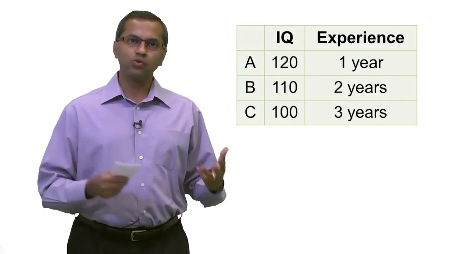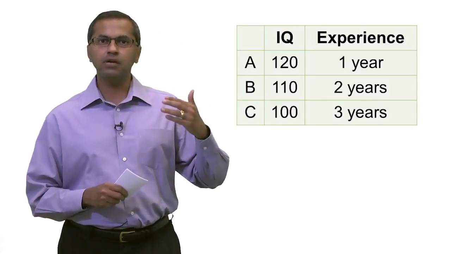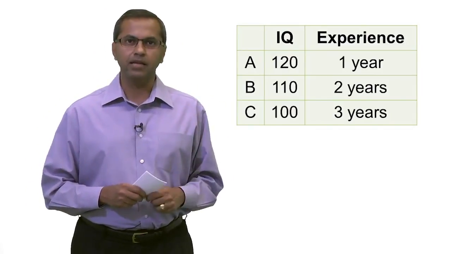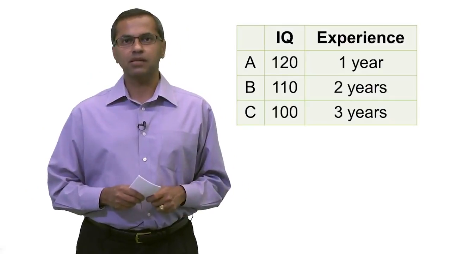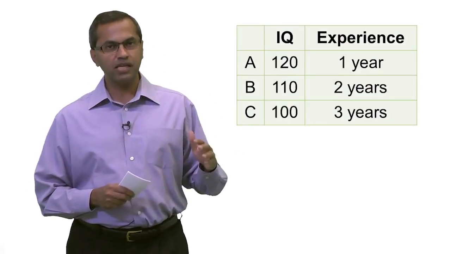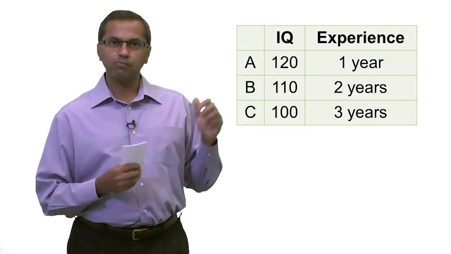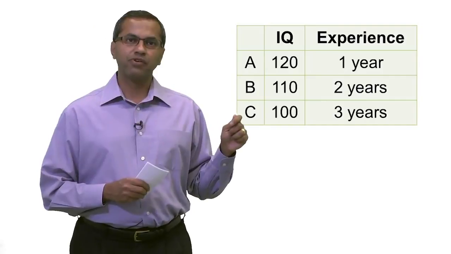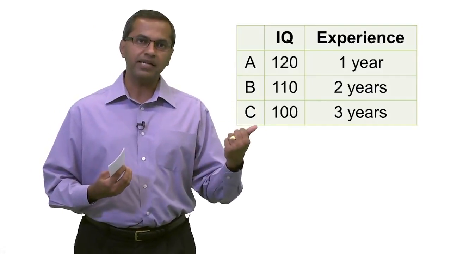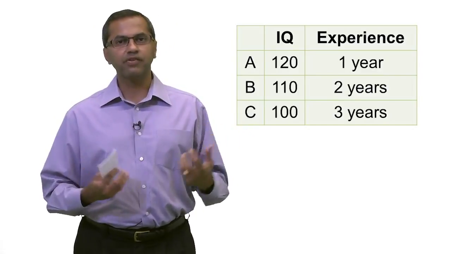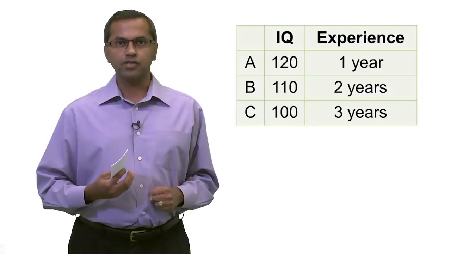So if I apply my rule of decision making, here's what it's going to tell me. It's going to tell me that I will prefer Mr. B over Mr. A because they're about equally intelligent, but B has more experience. And likewise, I would prefer C over B. However, if I now look at the whole picture, I will end up preferring A over C because now the difference between 120 and 100 is significantly large, that by my rule, I end up picking the more intelligent person.